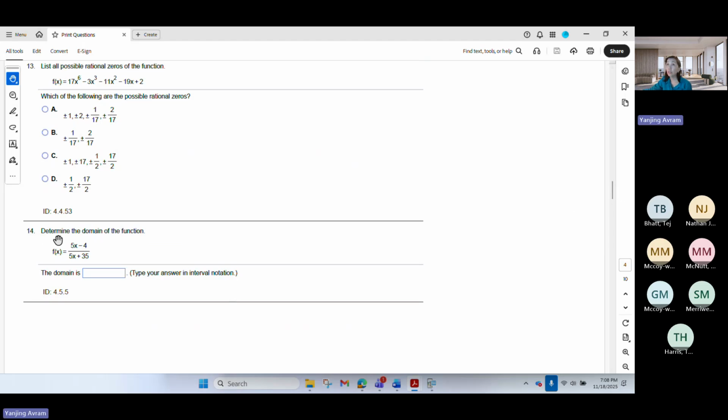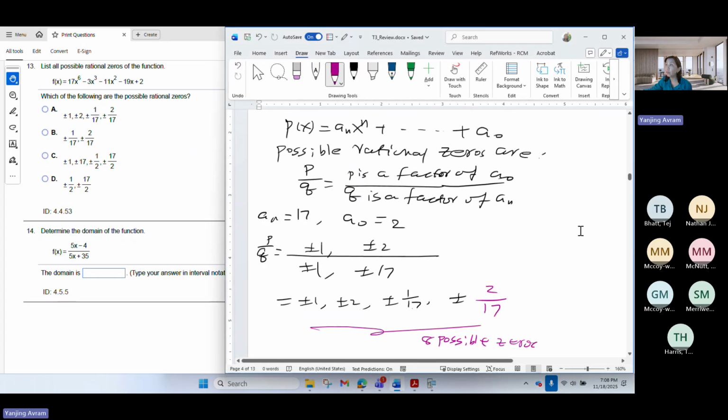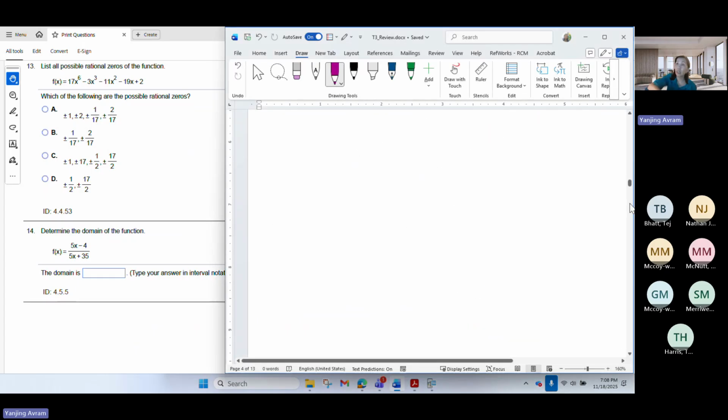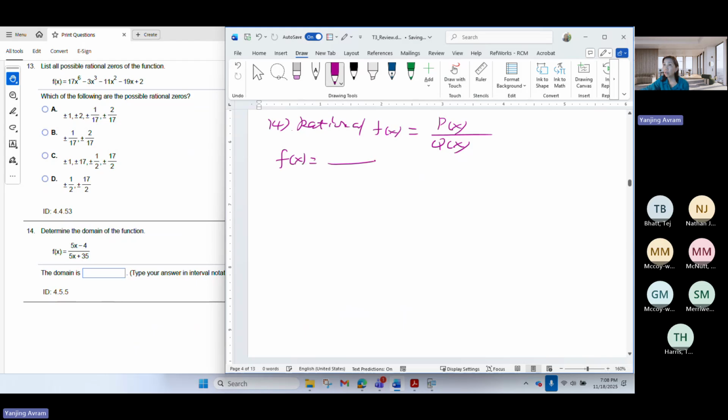Okay, let's look at number 14. Determine the domain for the function. All right, so what's the domain for this one? It's a rational function, right? So what's a rational function? A rational function is p of x over q of x, where both p and q are polynomials. Just like this one: f of x equals 5x minus 4 over 5x plus 35.